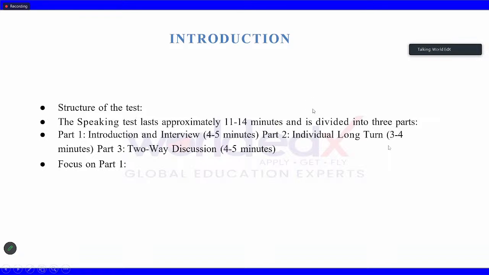So what is the structure of the speaking test? The speaking test lasts approximately 11 to 14 minutes and is divided into 3 parts. Part 1 is your introduction and interview. Part 2 is a cue card, also known as the individual long turn, and part 3 is a two-way discussion. In this session, we will focus only on part 1.